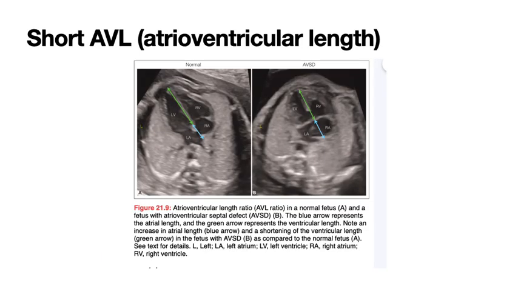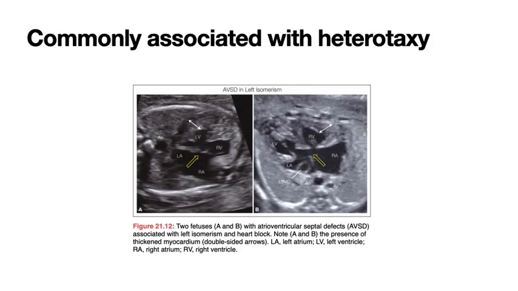Now, another thing that makes you suspect an AVSD is a short atrioventricular length. So the picture on the left is normal, and basically you've got a ventricle length that is longer than the atrial length. But on the picture on the right, well, actually it still is longer, but it's not longer to the same degree. So basically that atrioventricular length is less. Atrioventricular septal defects are commonly associated with heterotaxy.